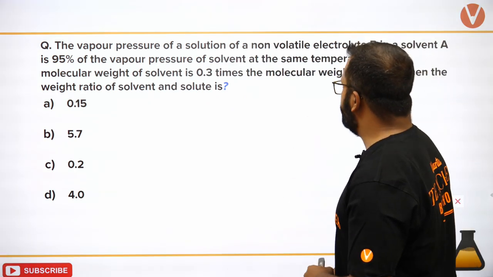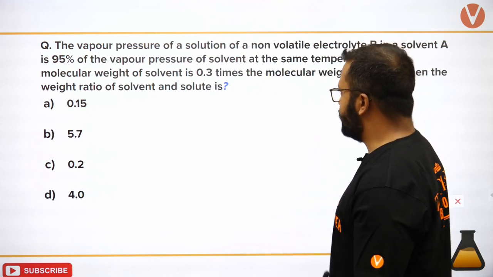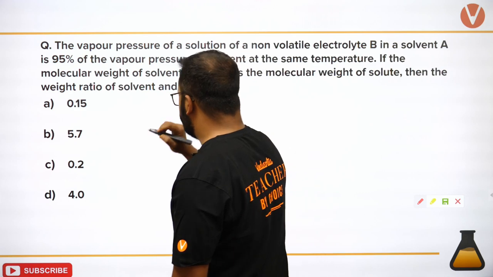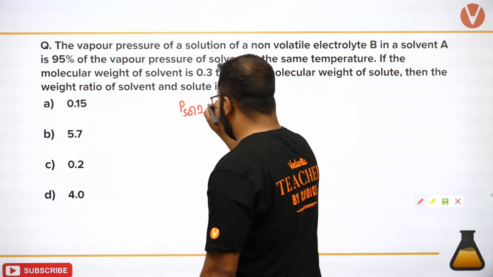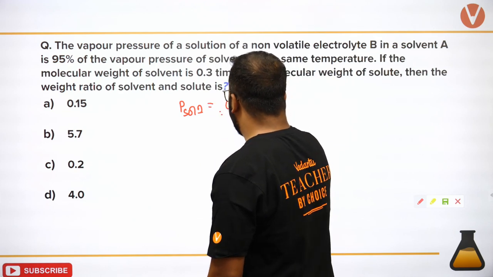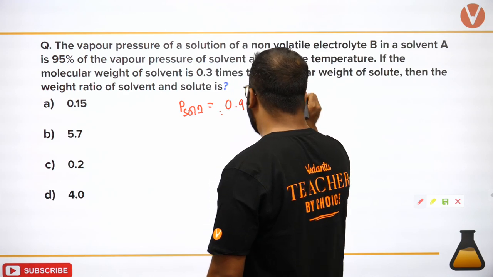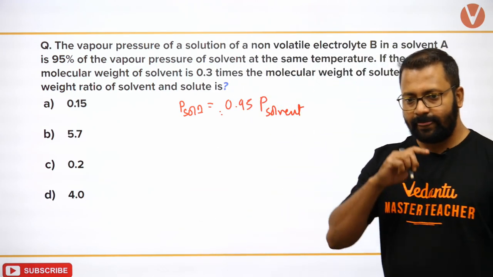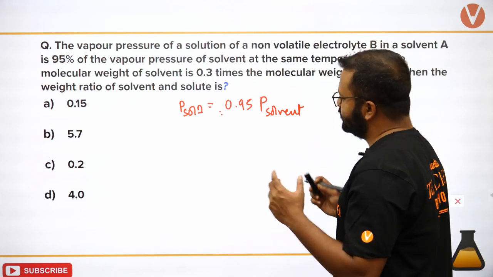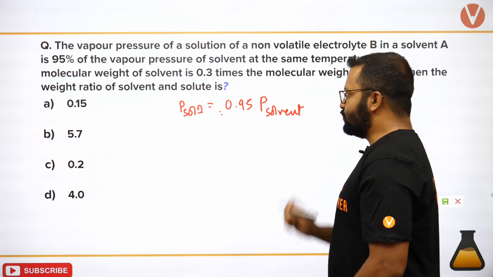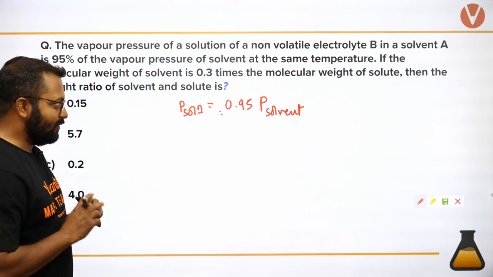Okay, the vapor pressure of the solution of non-volatile B in A is 95% of the vapor pressure of the pure solvent at the same temperature. So I can say P of solution is 0.95 P of solvent. JEE aspirants, please note the time. P of solution is 0.95 P of solvent.